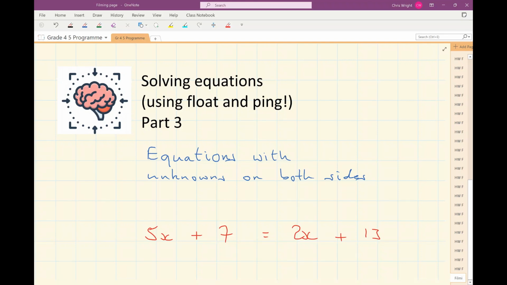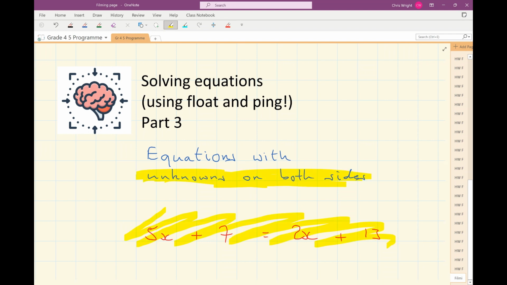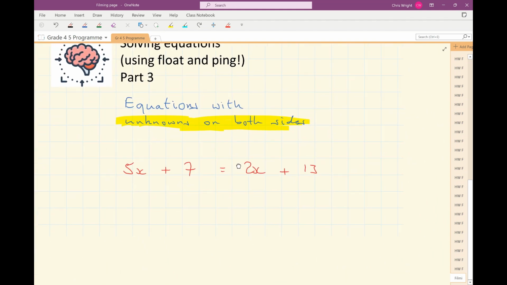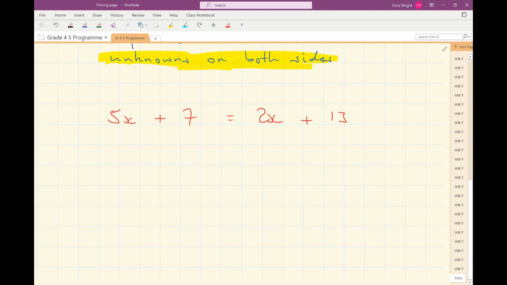In this film we're going to have a look at solving equations using the float and ping method again, but this time we're going to consider equations which have unknowns on both sides. So here's an example of an equation with unknowns on both sides, because that equation has x's on both sides. Now here is what I suggest you do.